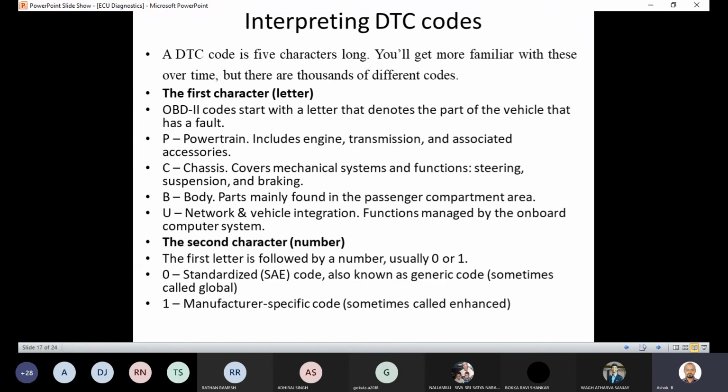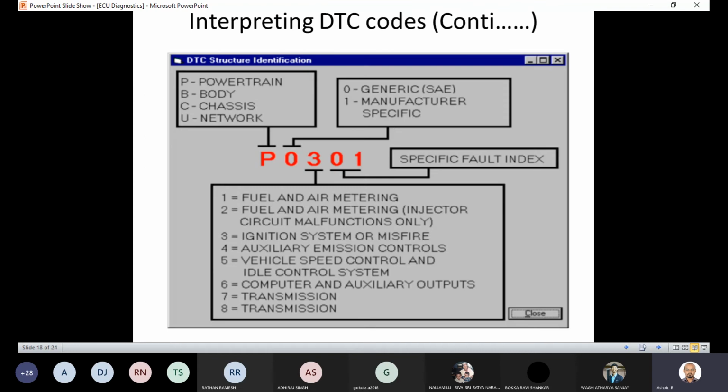And the second character will usually be either 0 or 1. If 0 is coming, then it's a standardized SAE code, also known as a generic code. And if a 1 value is coming, then it is a manufacturer code, which varies from vehicle manufacturer to manufacturer. So typically you can see a typical diagnostic trouble code P0301. For this code, P is related to the powertrain, 0 is related to the generic code, and 3 is related to the ignition system or misfire.